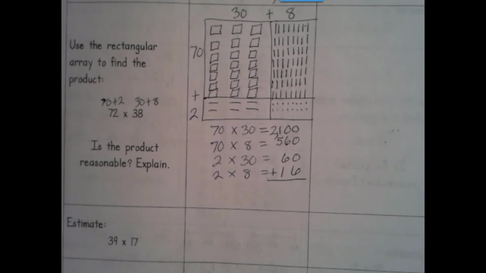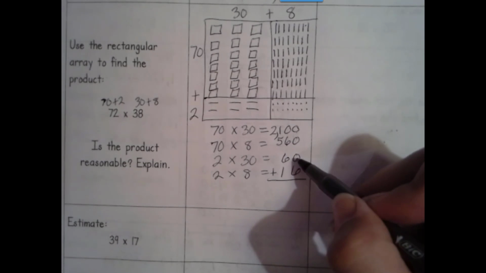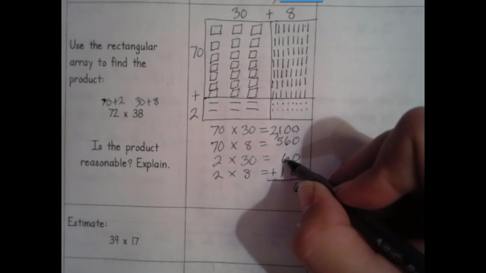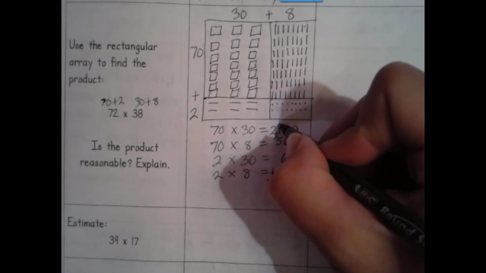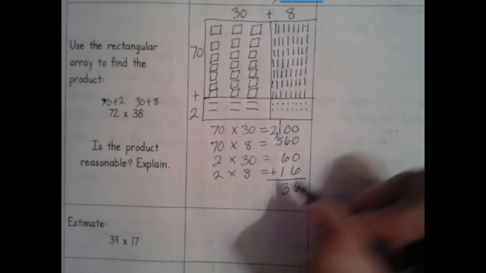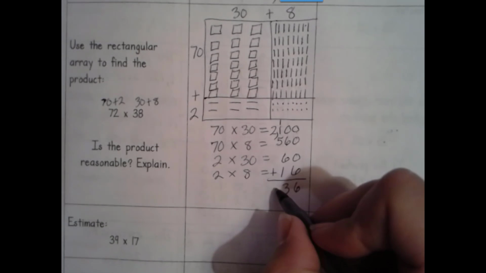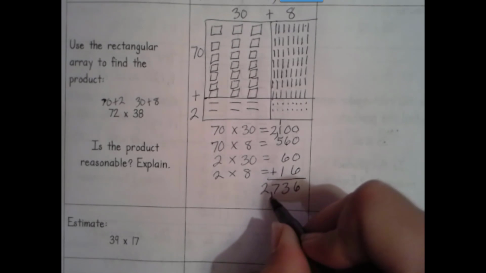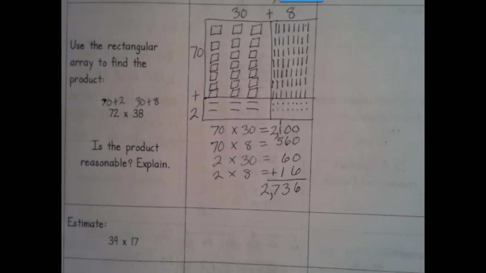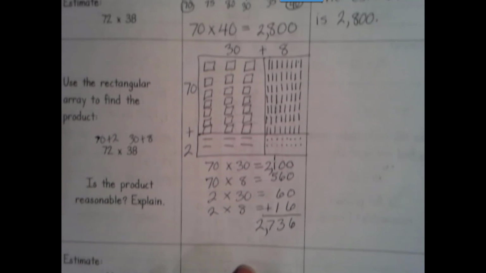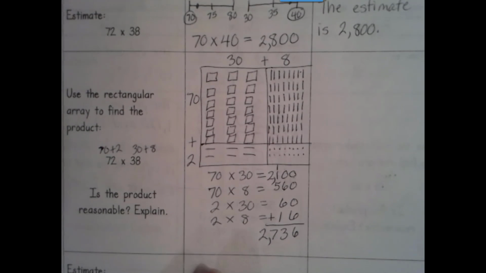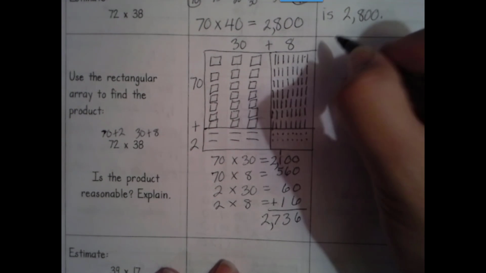We add up these partial products. 0 plus 0 plus 0 plus 6. 0 plus 6 plus 6 is 12 plus 1 is 13. Regroup above. 1, 2 plus 5 is 7, and then 2. 1, 2, 3, comma. Comma on the paper, not on the computer. 2,736. Is that close to 2,800? Yes, it is. So it is reasonable.